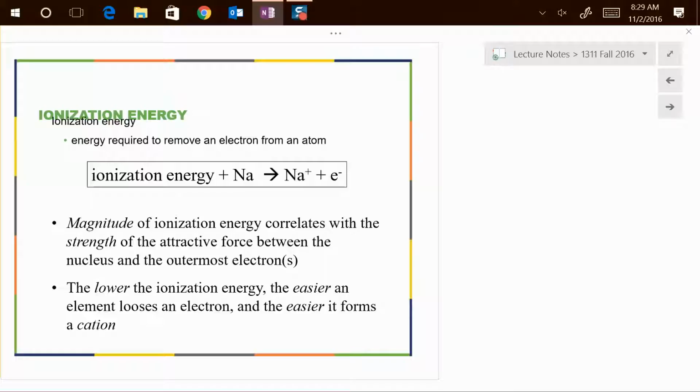So the trends are all starting in the same place, and they're either increasing or decreasing based on where we're starting, with fluorine. Fluorine has a small atomic size. Fluorine has a high ionization energy.